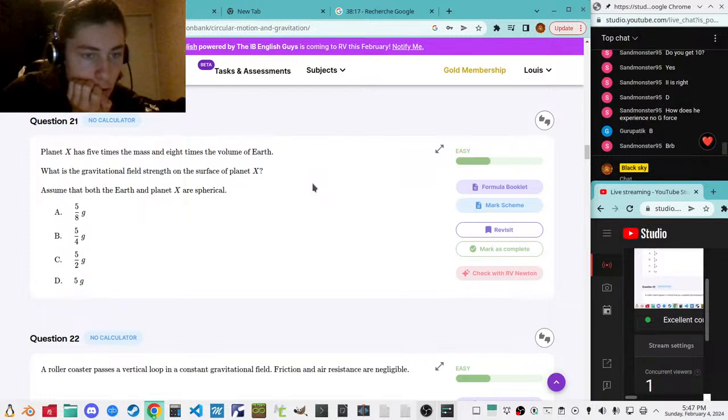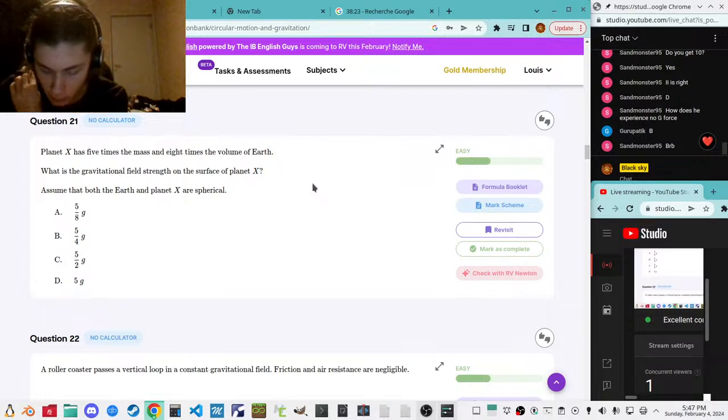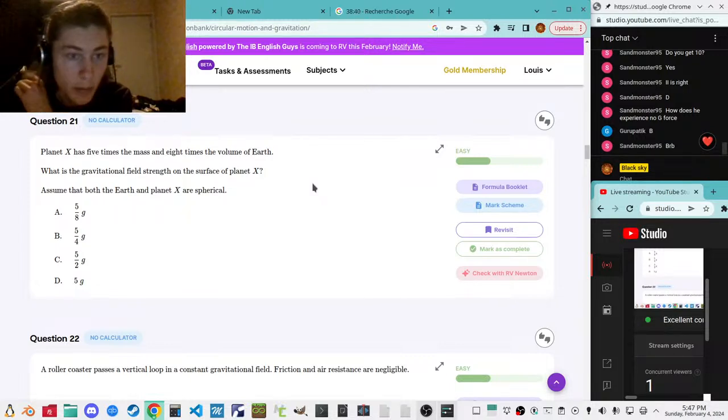Assume that both Earth and planet X are spherical. What is the gravitational field strength on the surface? G equals big M divided by, okay, big M. 5 times the mass, so 5 divided. What?